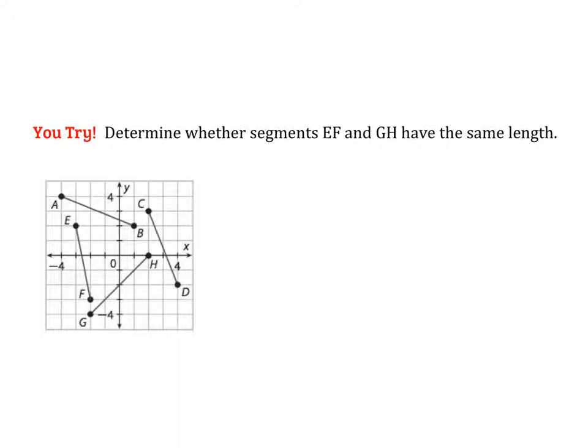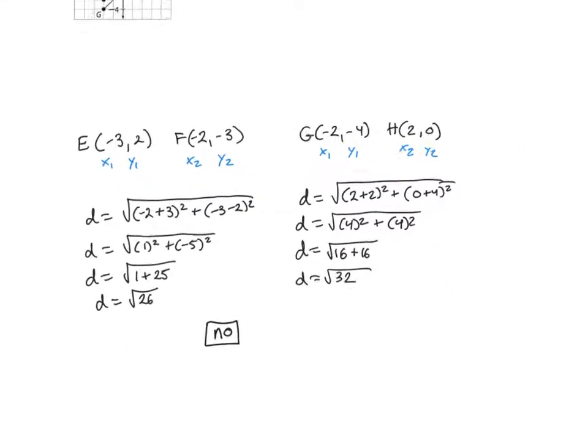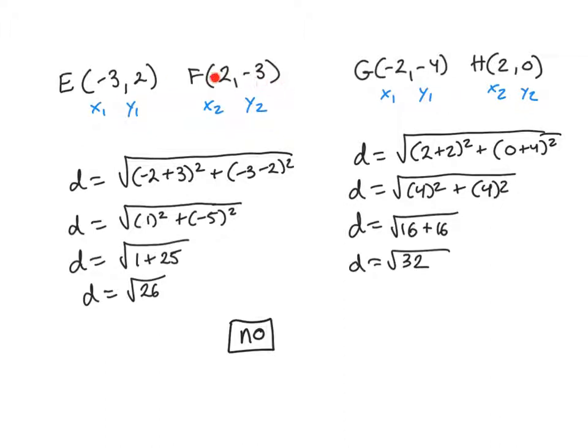Okay, go ahead and pause the video, and at this point I'd like you to try it on your own to determine whether segments EF and GH also have the same length. We'll check your answer in just a few seconds. Okay, so here you can see that I listed out the coordinates for EF and then GH. I labeled and I substituted my values into my distance formula. So line segment EF has a distance of square root of 26, while line segment GH has a distance of square root of 32. Since the distances are not the same, no, the lengths are not the same.